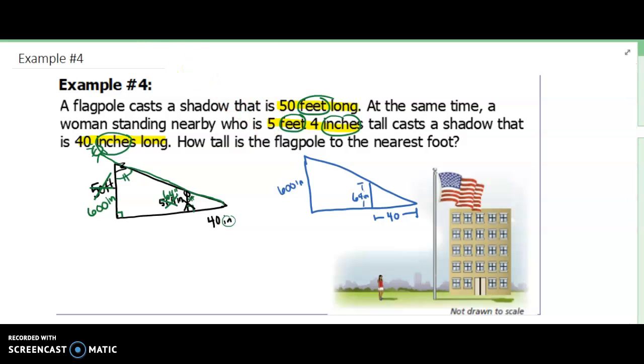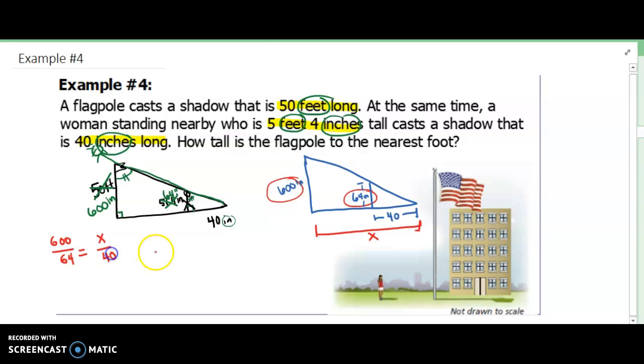Okay, so I have two similar triangles, so I can set a proportion. I can say this is to this, so 600 is to 64, as this whole thing, which I don't know, I'm going to call X. That's what I want to find, the shadow of the flagpole, as X is to 40. Okay, then I can do some math. So I can say 64X equals 600 times 40. And 600 times 40 is 24,000. Divide both sides by 64.